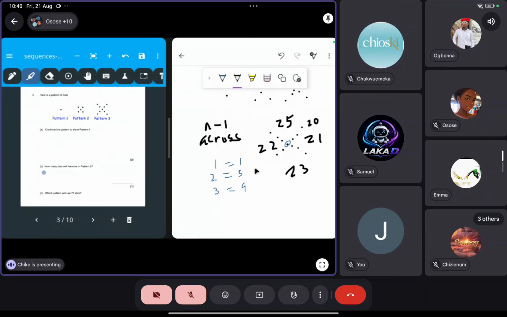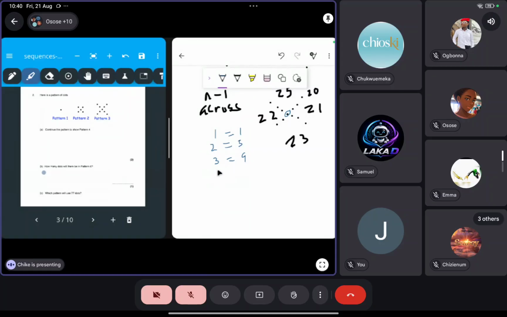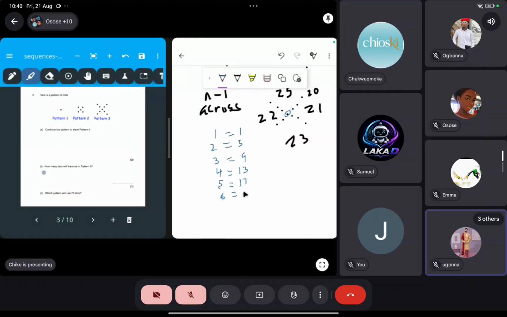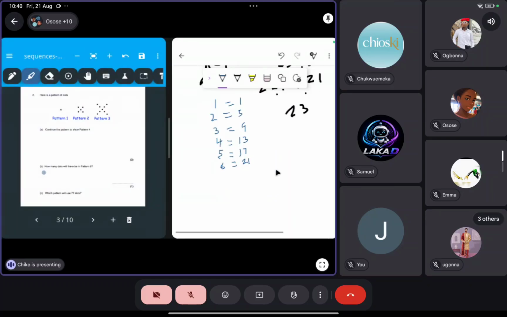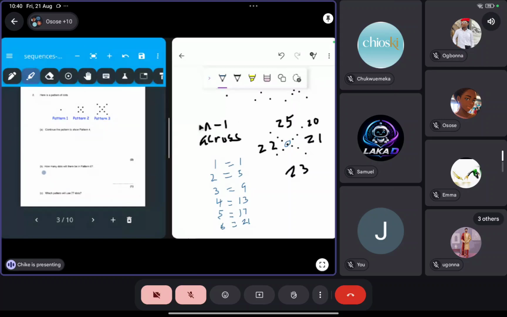Okay, let's see. All right, so we've identified the pattern, right? The thing is just look at the pattern, observe it. Pattern 1 had 1 dot, 2 had 5 dots, 3 had 9 dots. So that means for 4, we have how many dots? Like she said, it is adding 4, so here will be 13. For 5, we have 17. Then for 6, we have 21. 21 is correct.